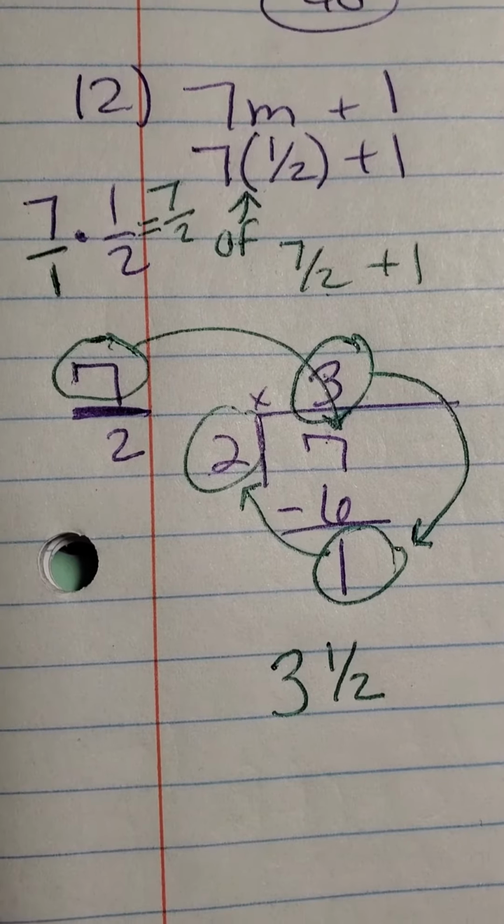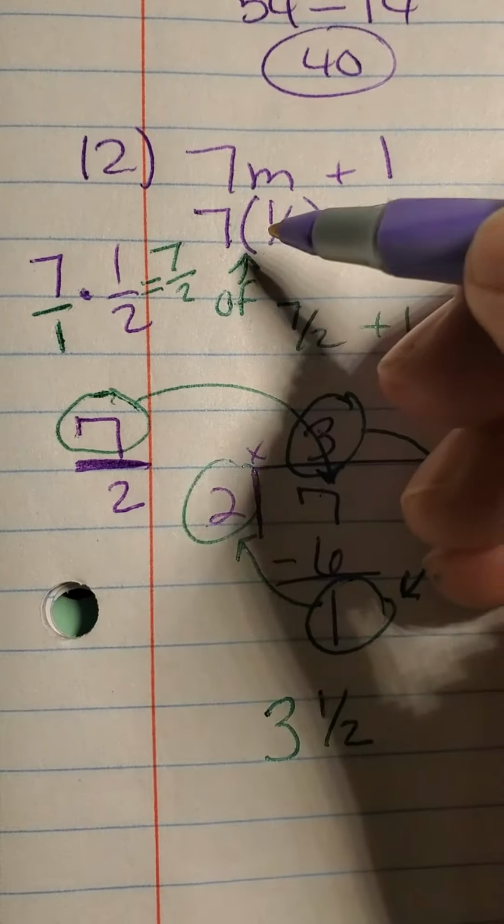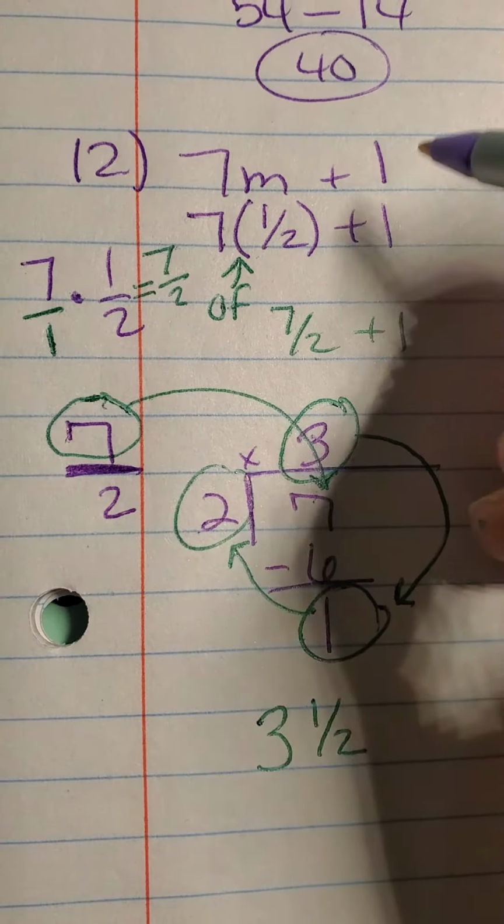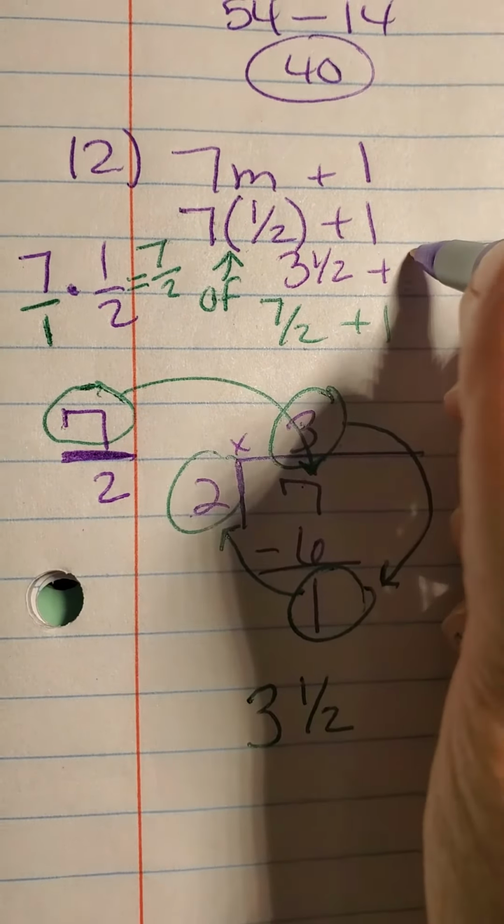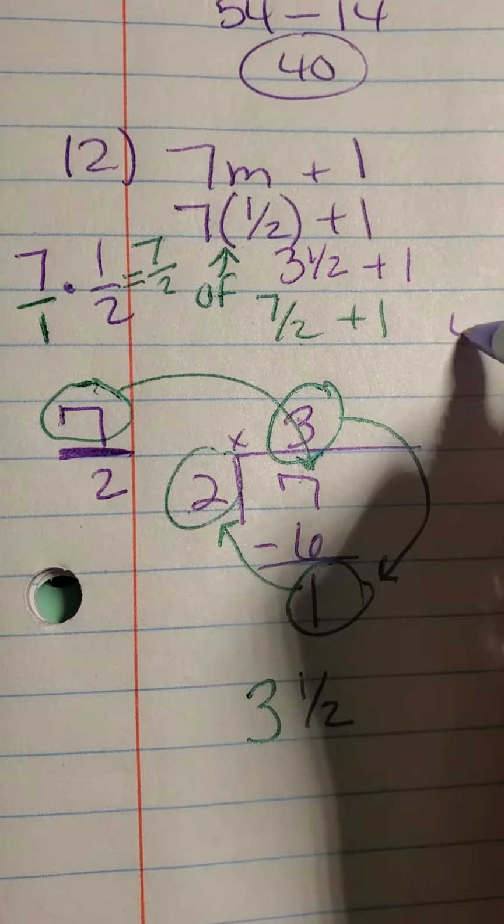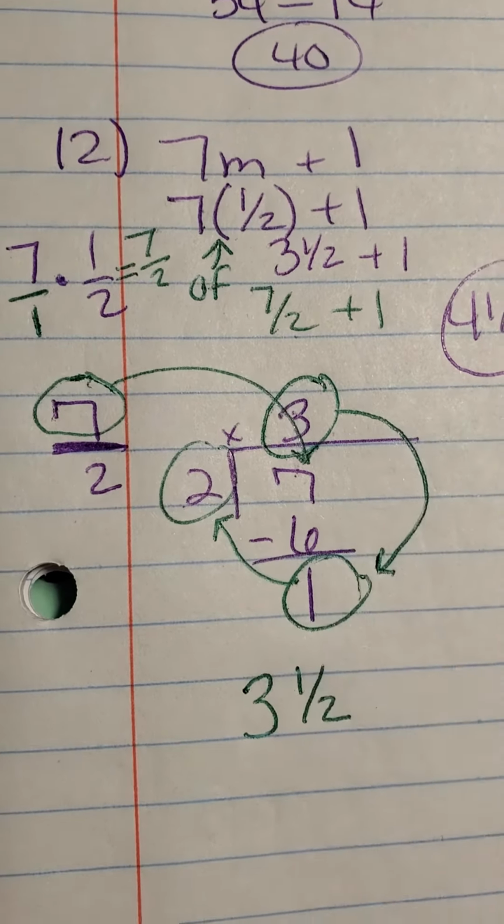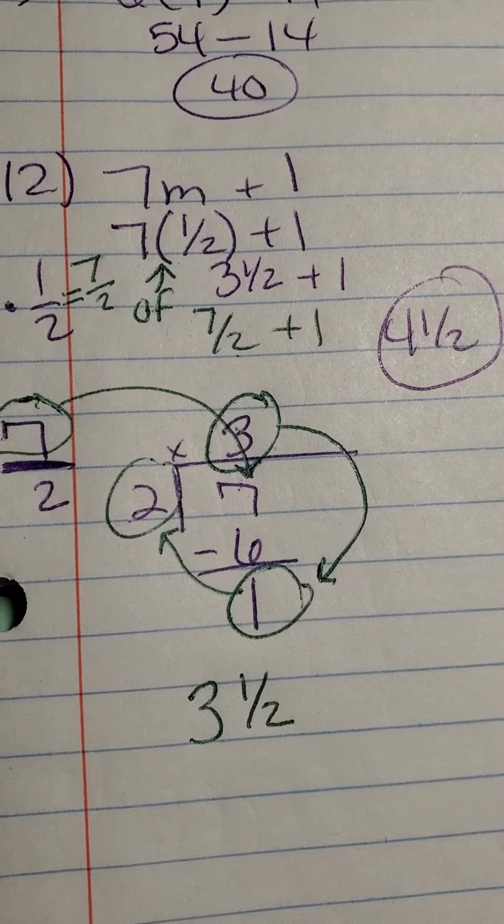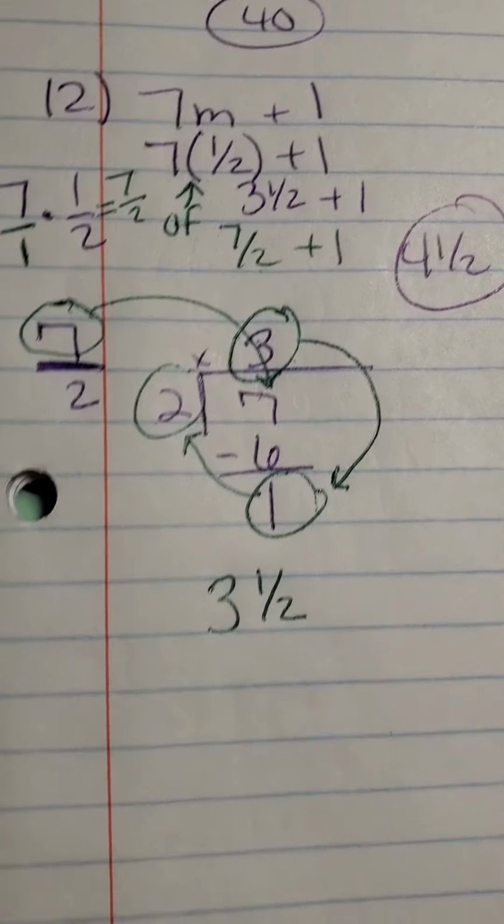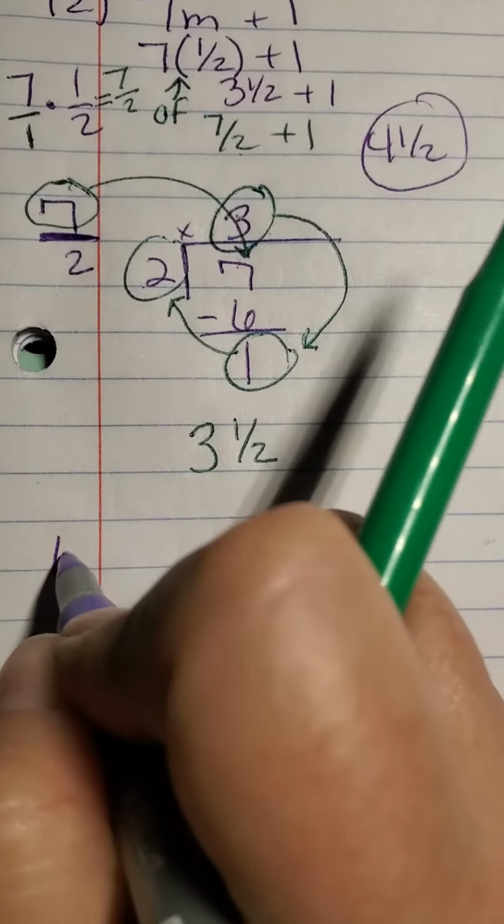So now if I was actually to put that back into my problem up here, 3 1/2 plus 1 is actually 4 1/2. Okie dokie. That was pretty painless. Number 13.